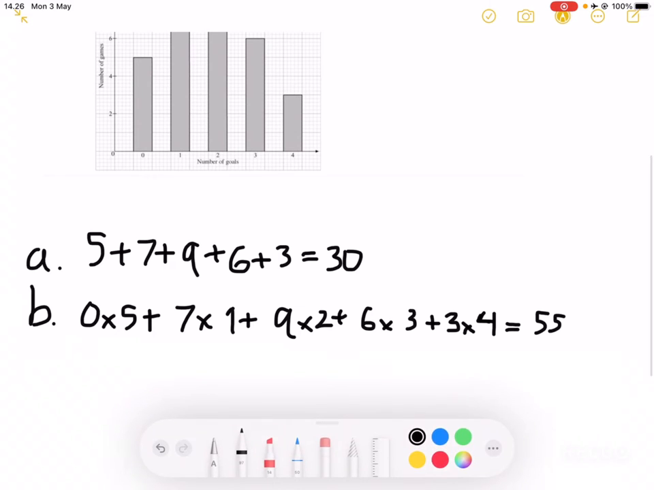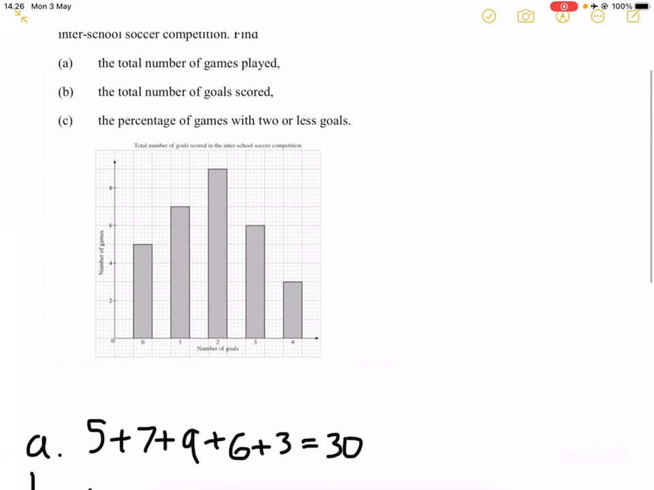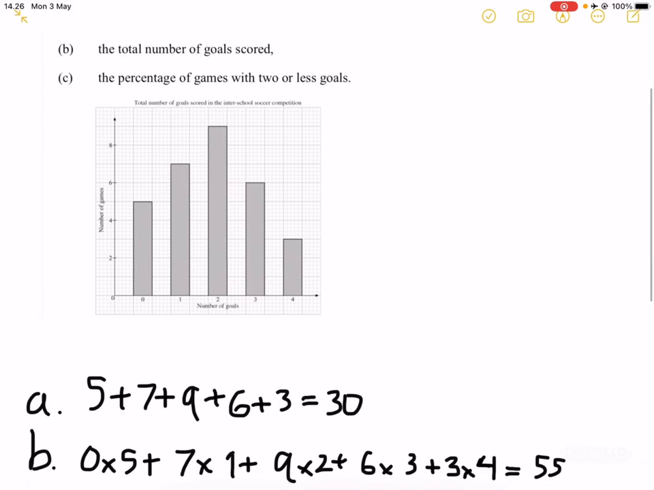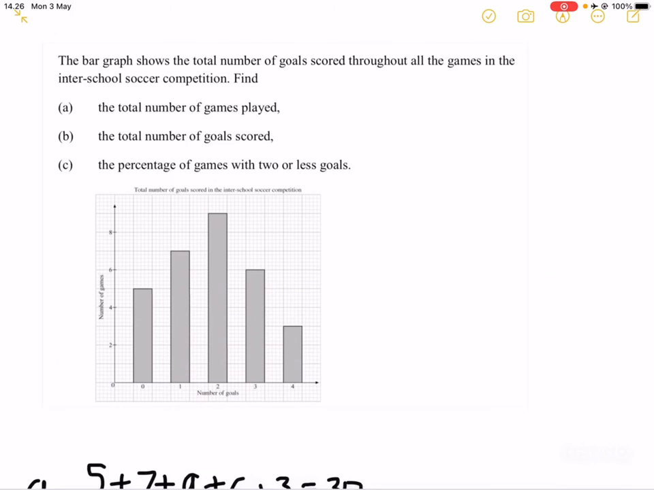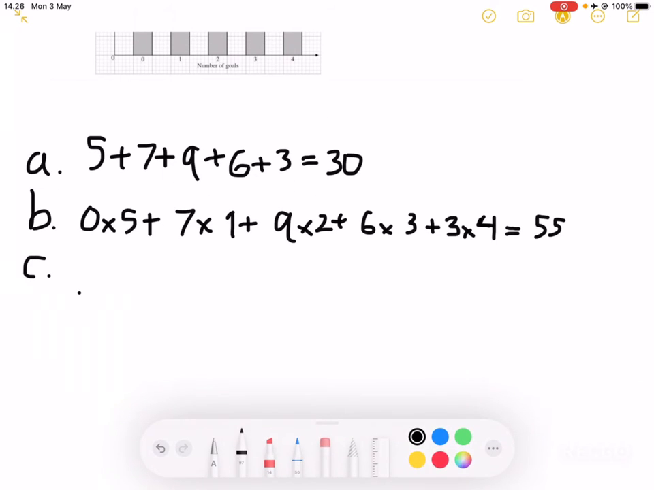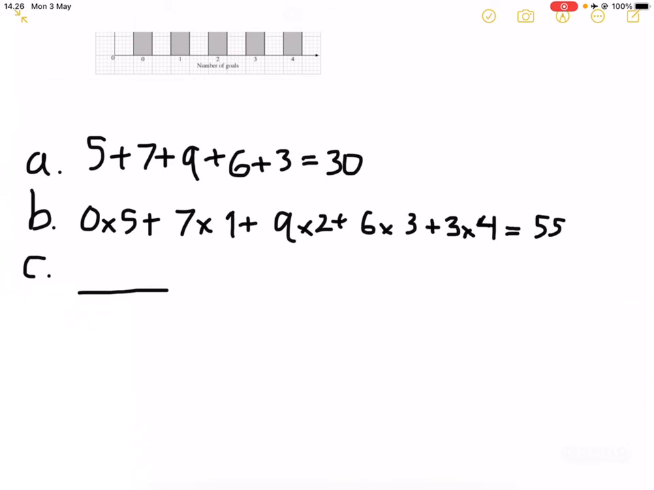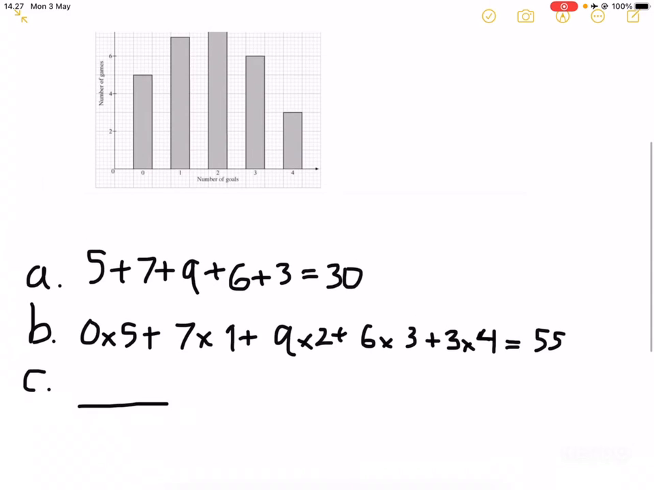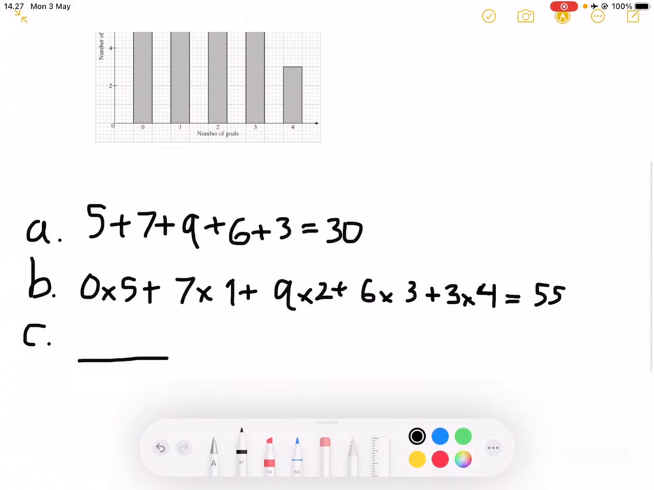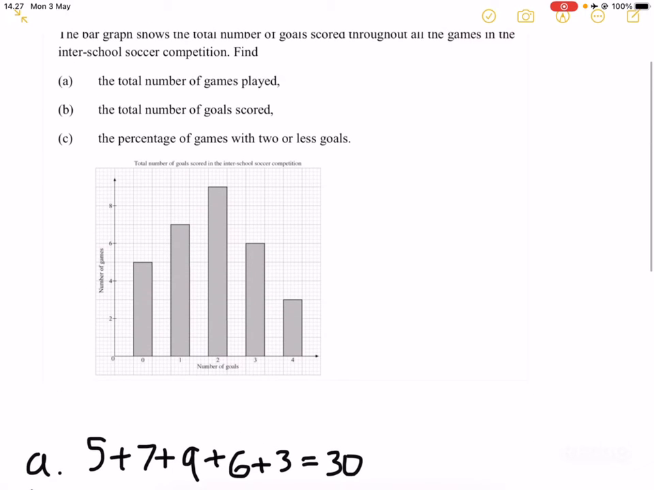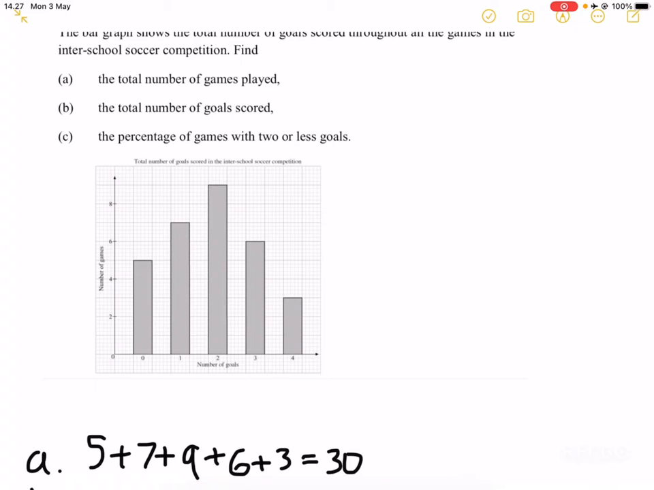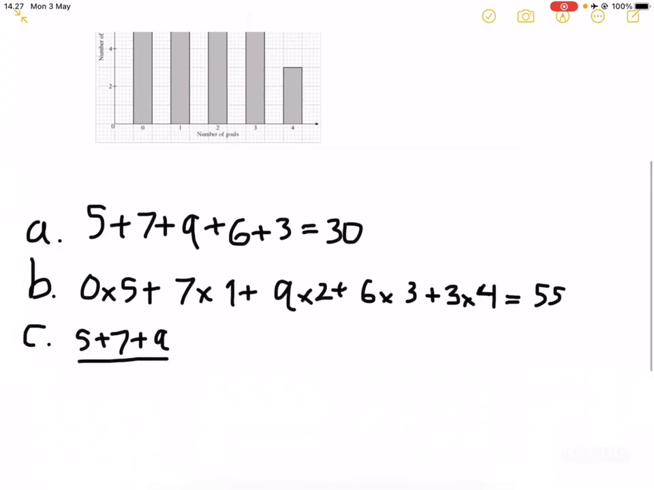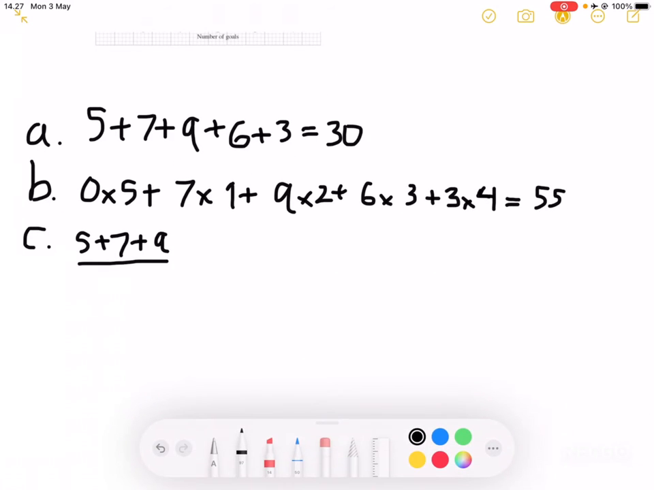And for part C, which is the last question for this part, we have the percentage of games with 2 or less goals. So for the first percentage, we can have the total number of games with 2 or less goals on the numerator, which will be 5 plus 7 plus 9. Note this is including 2 because the question says 2 or less goals. So a game with 2 goals is also included here. And then on the denominator, we have the total number of games, which is 30, as found in the first question.